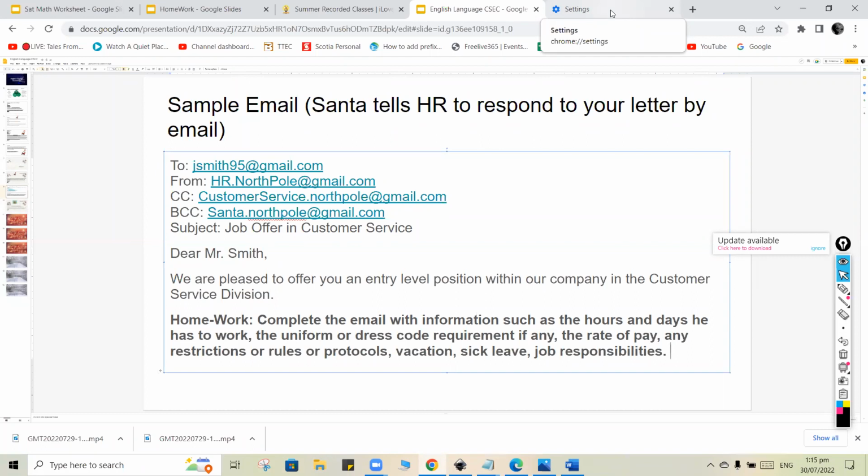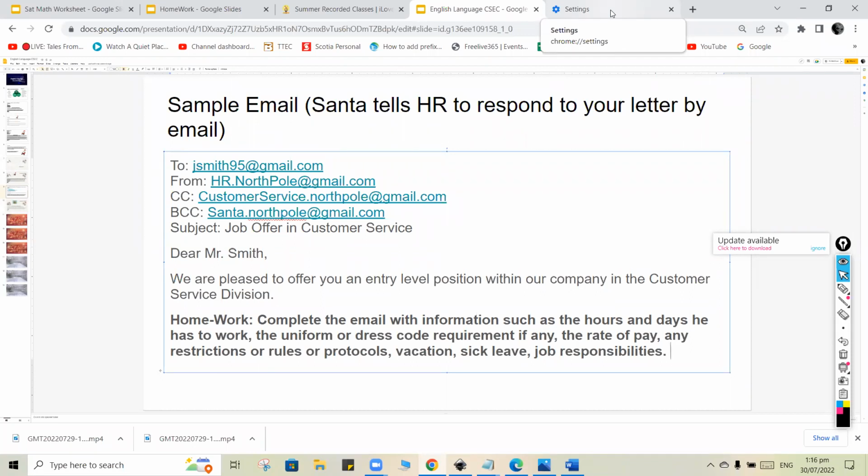Would each point be a different paragraph? We still only want about two body paragraphs and then a concluding paragraph, right? So you might have to group something. So you might put the hours and the days together as well as the salary together. And you might put the rules and the dress code and the vacation and sick leave together. Or you might lump all those things together and then in another paragraph do job responsibilities.